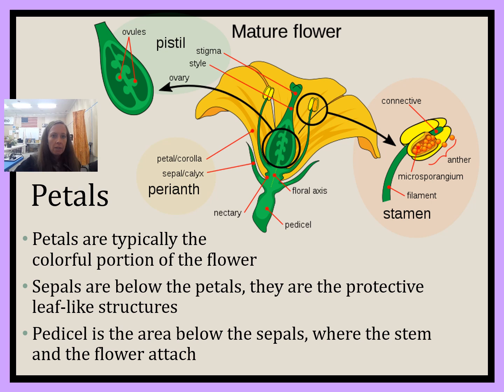The next part of a flower would be the petals. This is the colorful portion of the flower. Underneath the petals, you have the sepals. That's these guys right here. The sepals are the protective structure when the flower is closed. Think of a tulip. Before it opens, it's all shut around it. The shut part over the bud is the sepals. And then the pedicel is this area right here below, where the flower attaches.